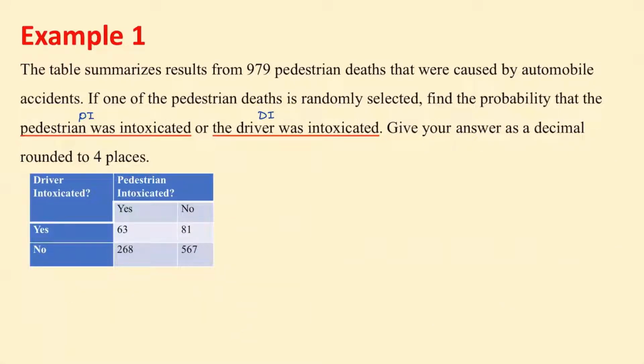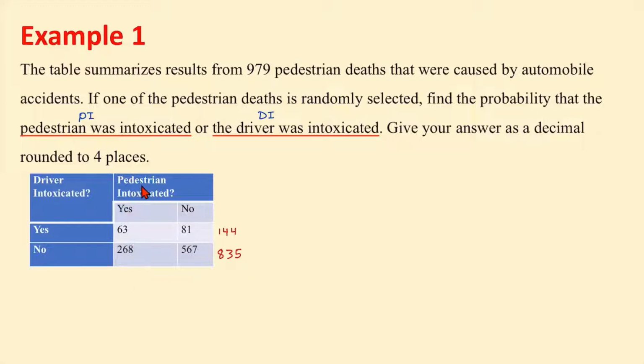So first of all, if we look at the table carefully, what we see here is the number of accidents where the driver was intoxicated. Driver, yes, is 63 and 81. 63 plus 81 is 144. That means there were 144 accidents in which the driver was intoxicated. And here we have 268 and 567 accidents where the driver was not intoxicated. If we add these two, that is 835. Meaning there were 835 accidents where the driver was not intoxicated.